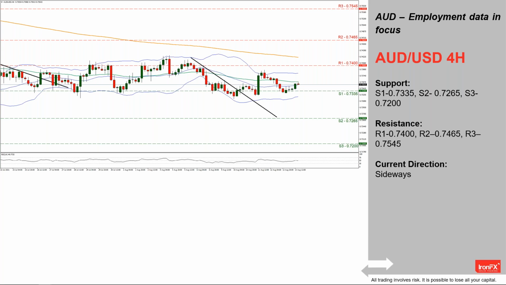We tend to maintain the bias for a sideways motion, given that the pair's price action has also broken the downward trend line. Now we would highlight, first of all, to the downside, the S1 0.7335, which is also the lower boundary of its sideways movement. To the upside, the 0.74. However, we should note that the 0.74 has acted as a resistance line numerous times since the end of July. Higher than that, we would highlight the 0.7465 and even higher the 0.7545. To the downside, besides S1, we would also highlight S2, 0.7265, and even lower than that, the 0.72.